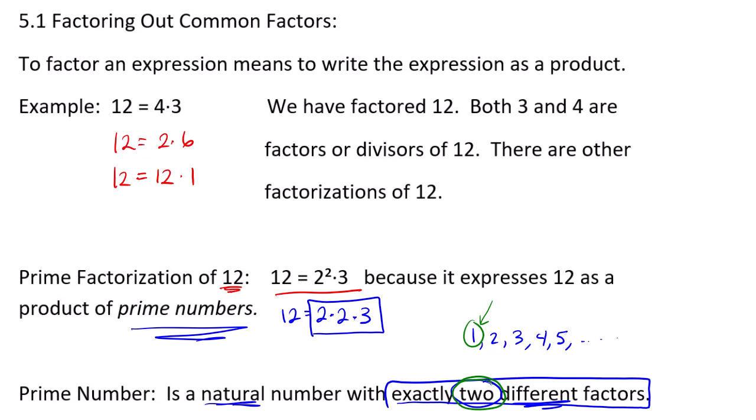Like 2 is actually the smallest prime number. So 2 is a prime number because 2 has exactly two factors, right? 1 and 2. 3 is a prime number. 3 has exactly two factors, 1 and 3. 4 is not a prime number because it has 1, 4, and 2 as factors. 5 is a prime number, and so forth and so on. Okay, so 2 is the only even prime number, and all the other prime numbers are odd, but not every odd number is a prime number, right? So for example, 9 is not prime because 9 also has 3 as a factor, right? So it has more than two factors.